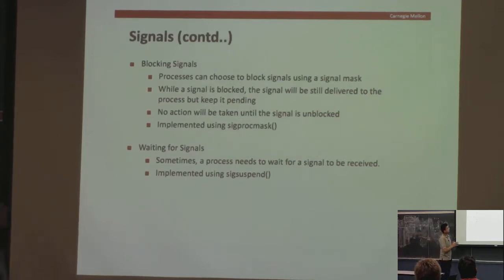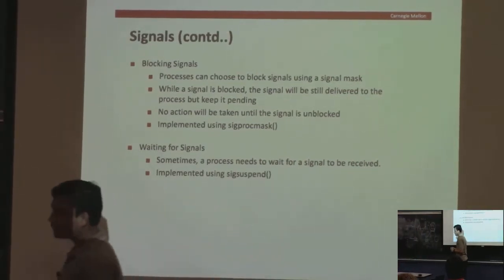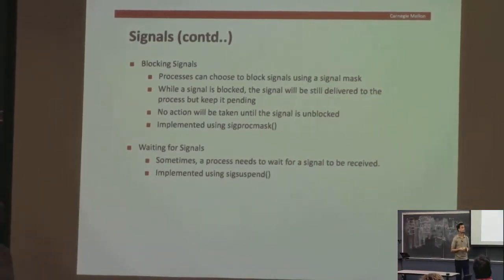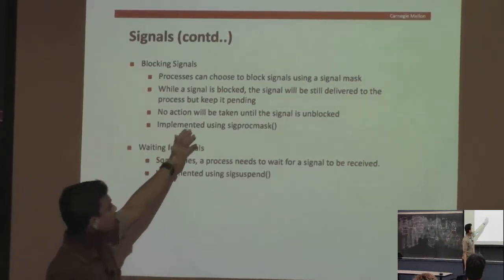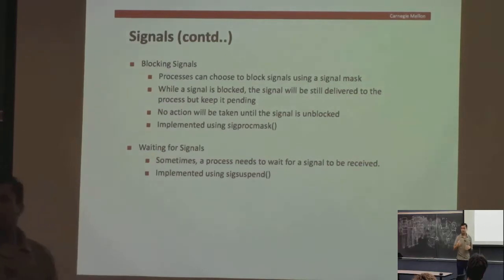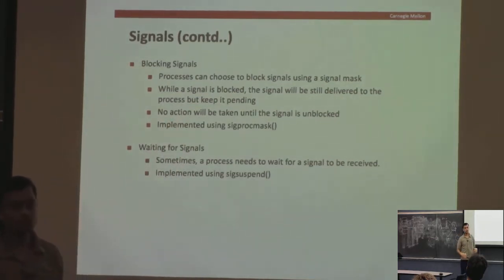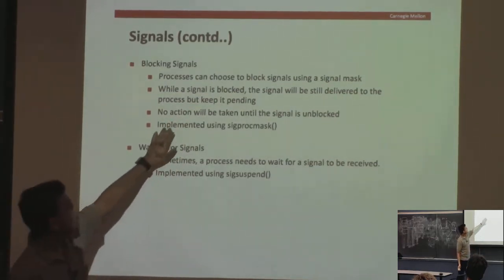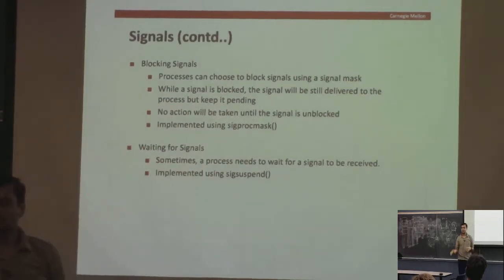Blocking is the case where you'll use a particular signal mask and say block these signals. Now how can you do that? There are various possible system calls that are available that will allow you to do this. Now when a signal is blocked, it will basically continue to be delivered, but even though it's delivered, no action will be taken because you're saying currently block the signal. Once it is unblocked, if there is any pending signal that it has received, it will take an appropriate action.